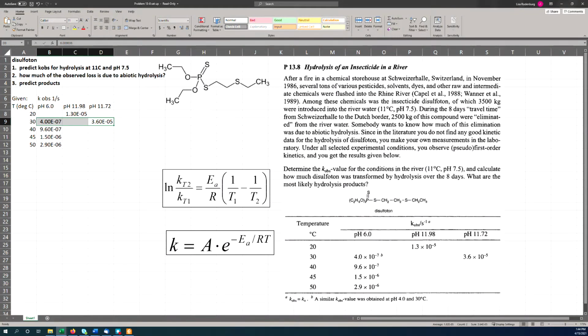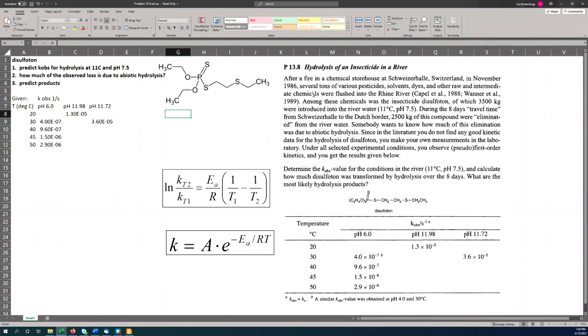Today I'm going to do example problem 13-8 from the Schwarzenbach et al. textbook, the second edition. This is about the hydrolysis of an insecticide in a river. The insecticide here is called disulfoton. And you know, they like to give you these word problems, right? That they try to pretend are real. This might be real, I don't really know.